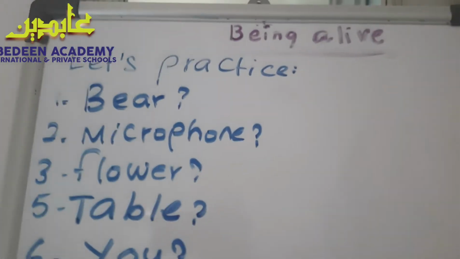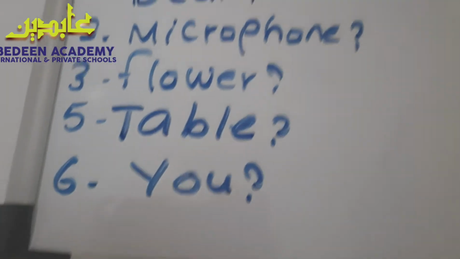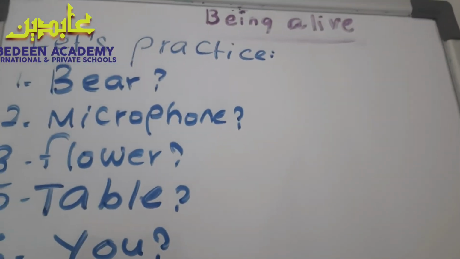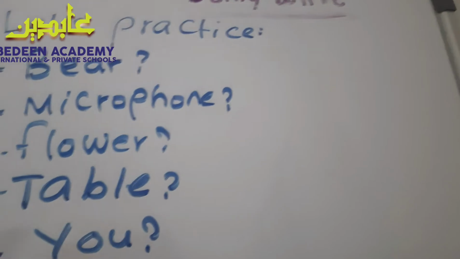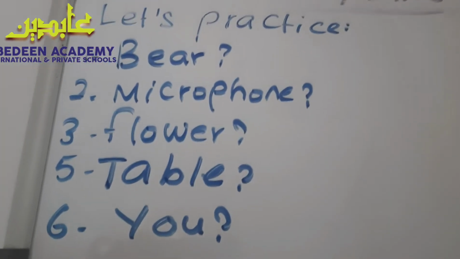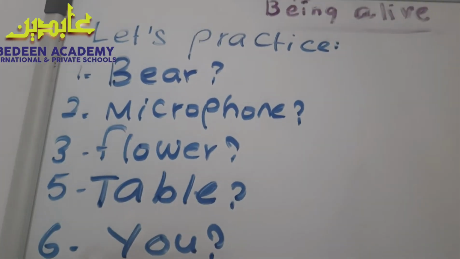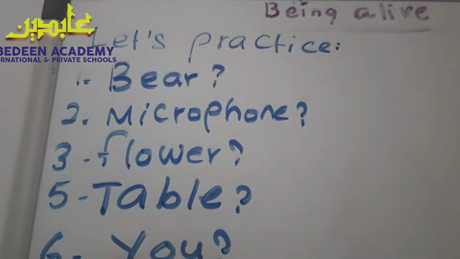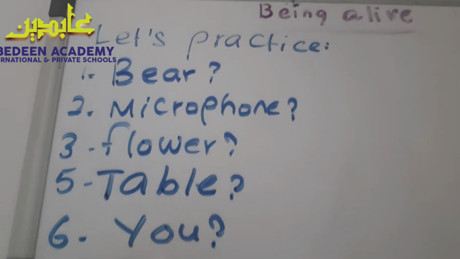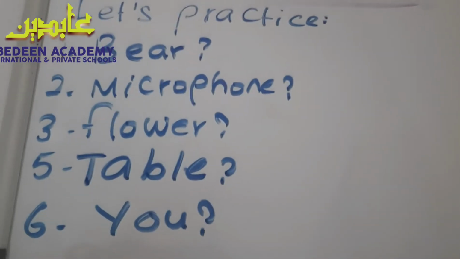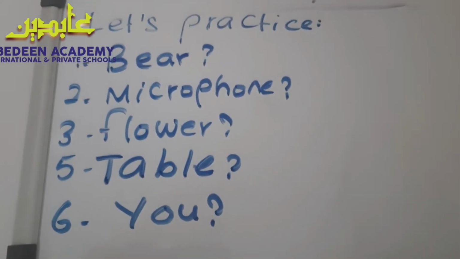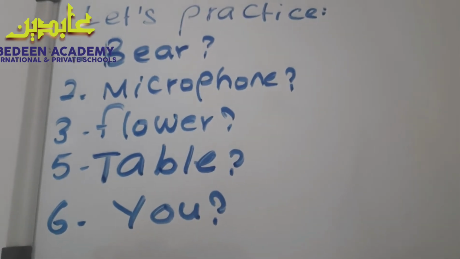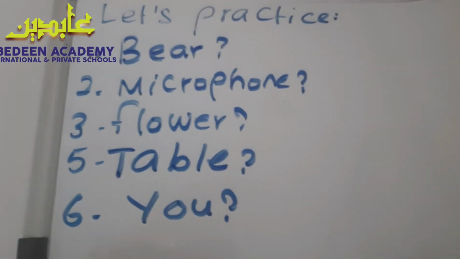All right. Let's practice with these things that we can see on the board. All right. Number 1. What do you think of a bear? Does a bear move? Is a bear living things or non-living things, right? In order for us to know whether a bear is living or non-living, we're going to ask our 5 questions, right? Okay.